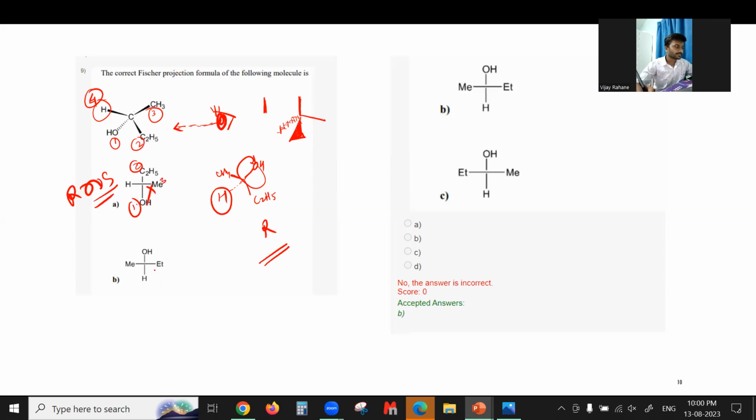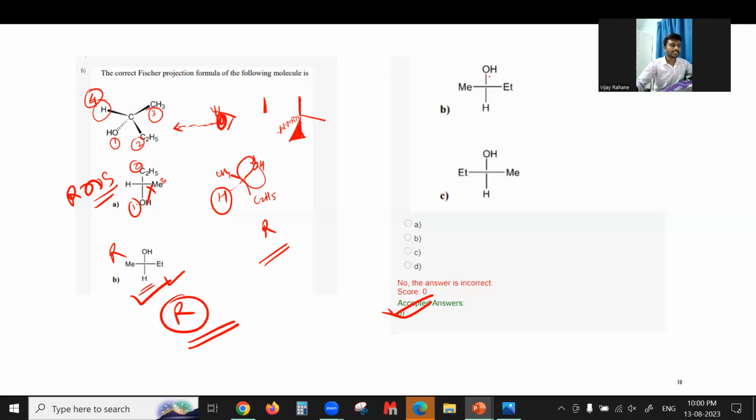In this one, this is the one, this is the two, and this is the three. One, two, three. This is R configuration, and it will not change because hydrogen is on the vertical side. So this is the R configuration. So this answer is also given, right? This is the R configuration. So this is the answer.